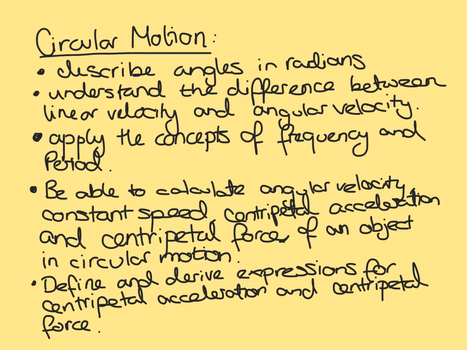So let's just recap on the things that we were aiming to discuss in this tutorial. First of all, we wanted to be able to describe angles in radians. We wanted to understand the difference between linear velocity and angular velocity. We wanted to be able to apply the concepts of frequency and period to circular motion. We needed to be able to calculate the angular velocity, the constant speed or linear velocity of the object, the centripetal acceleration acting, and the centripetal force. And we wanted to be able to find and derive expressions for the centripetal acceleration and the centripetal force. And we've done those things.